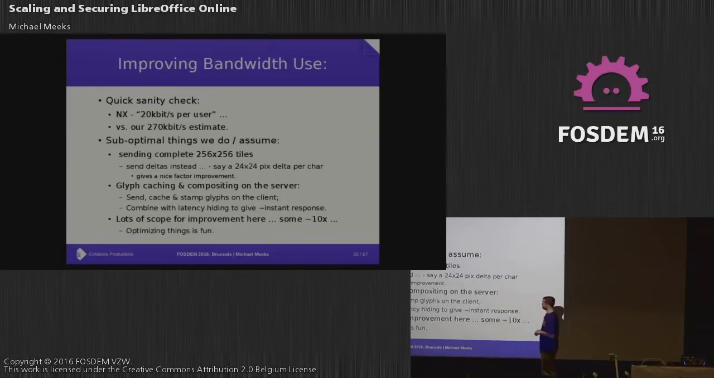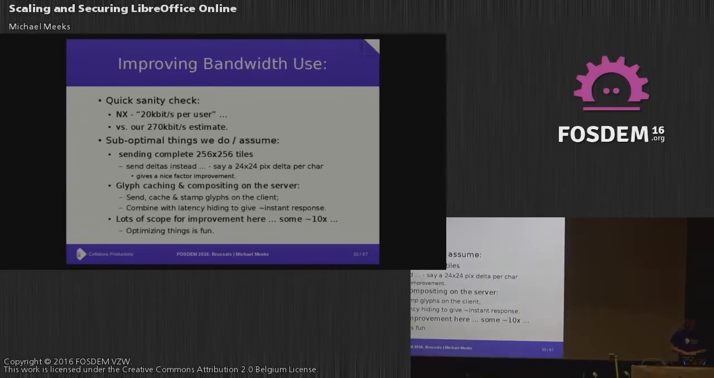NX, who I think do something at least comparable, claim they need 20 kilobits per second per user, which is about a tenth of my inflated estimate. There's an argument that you don't need to see immediately every one of the key presses that you type, 3 in a second, on the screen as you press it. So perhaps you can avoid some things there. We're also sending complete 256 pixel square tiles instead of deltas. So something simple like moving from a big thing to a remarkably smaller thing, that is the glyph you just typed, should give a really nice factor improvement.